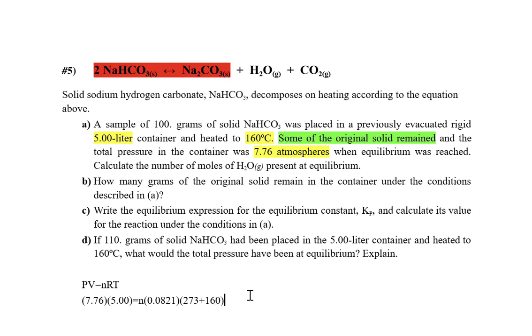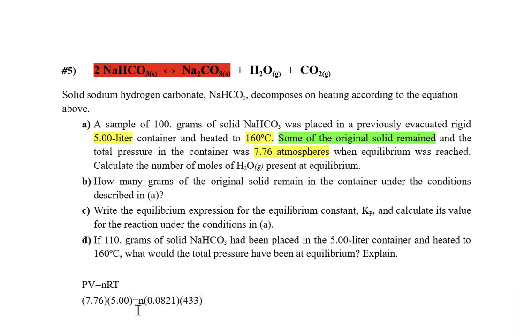So when finding the temperature in kelvins, you always take your degrees in Celsius and add 273. That is 433 kelvins. Great. So now we are trying to find N. We multiply these two, we multiply these two, and then we divide whatever this is by this.